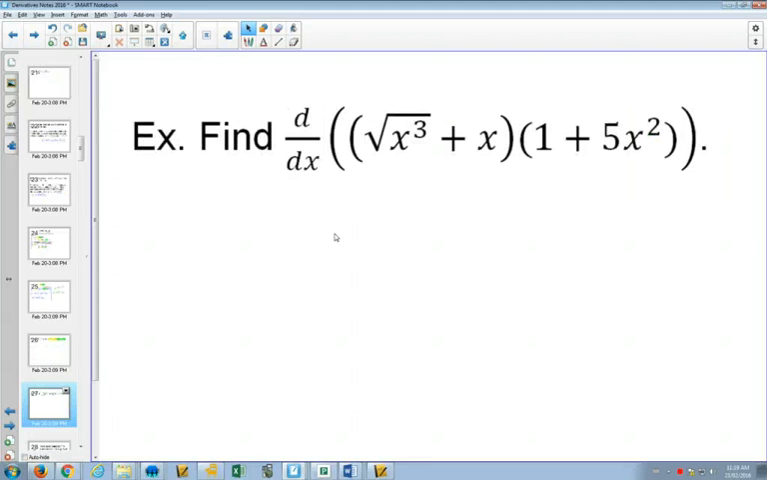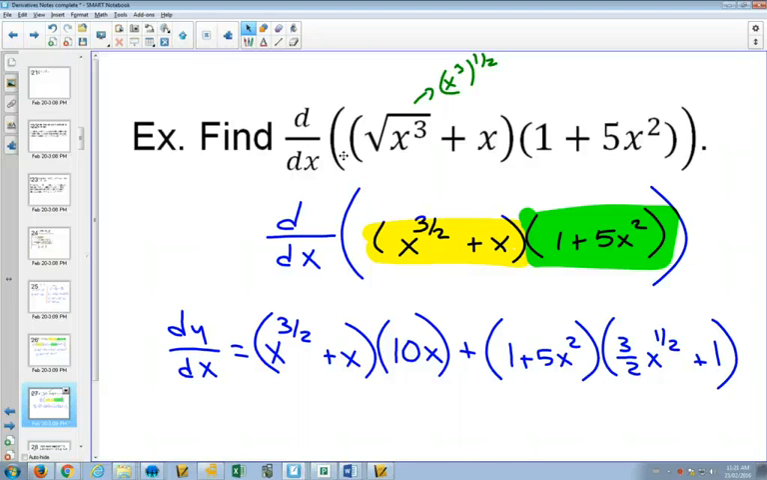Here's another one for you to try. Again, recognize where the multiplication is, and then use the product rule. Again, this notation just means find the derivative. This d dx means find the derivative of what you have inside. All right, let's see how you did.